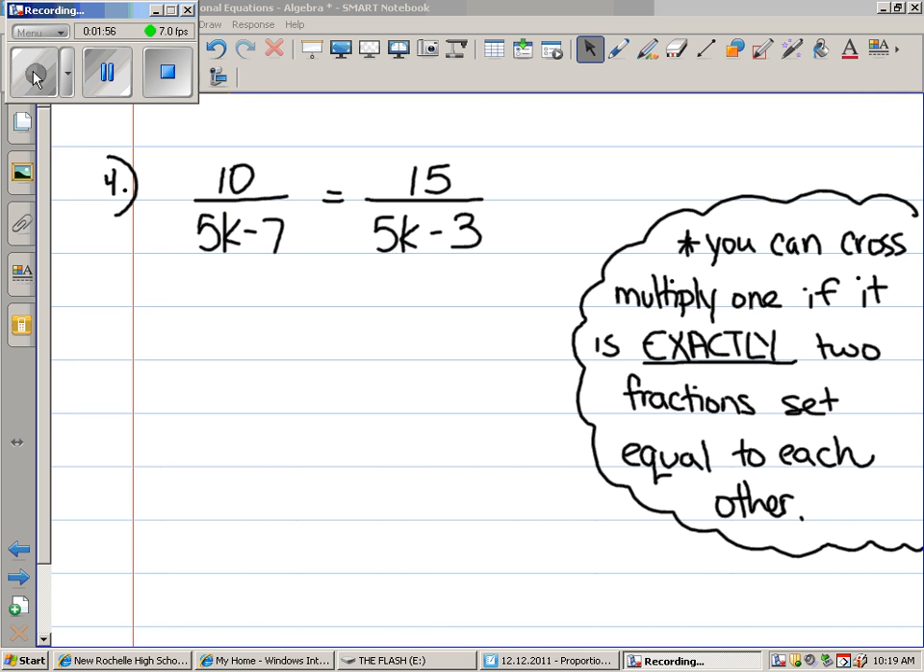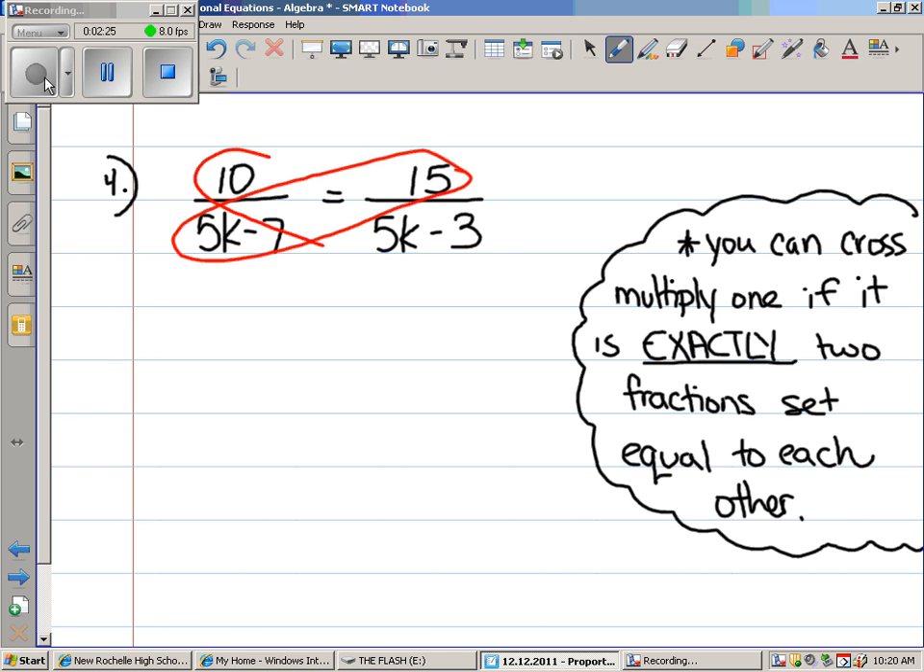Here's problem number 4. I wrote something on the side because it's going to come up at the end of our lesson. You can only cross multiply if there is exactly one fraction set equal to another. If there is more stuff, which you'll see in about 15 minutes, there's more stuff, you cannot. Only if it looks exactly like this picture.